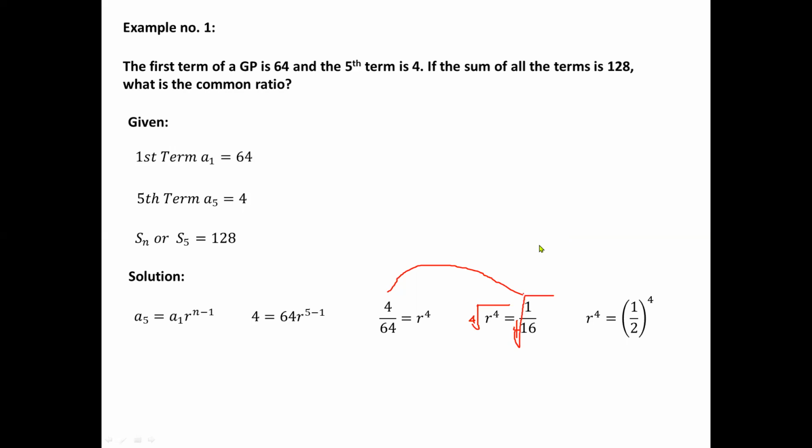Bakit naging 1 half raised to the 4th power? Okay, let me show you. Yung 1 over 16, actually, ang power niyan is 1. Now, if I need to convert this into exponential form, yung 4th root of 1 over 16 raised to 1, pwede kong siyang isulat ng ganito. 1 over 16 raised to 1/4. Okay? Raised to 1/4.